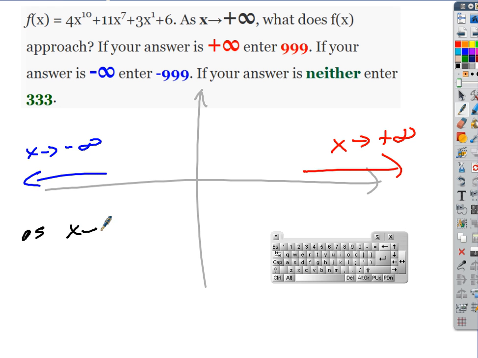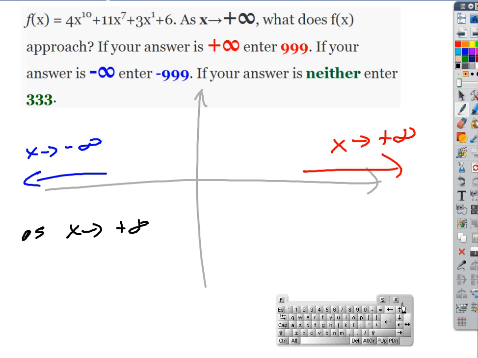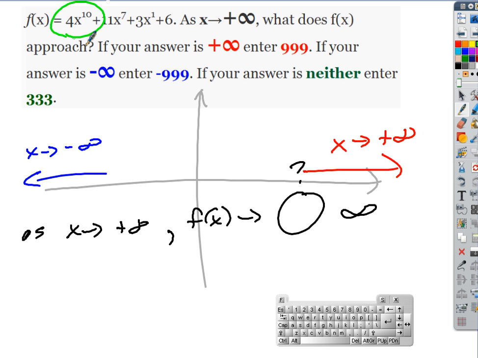As x approaches positive infinity, f of x approaches some kind of infinity. The question is just, is it positive or negative every time? That's the only thing we have to answer, right? And the way you answer that is just by looking at that first term, the biggest power of x. So there's the leading term, 4x to the 10th. All we've got to do is figure out what's going to be the sign of that first term, and that's going to tell us what the sign of the infinity is.